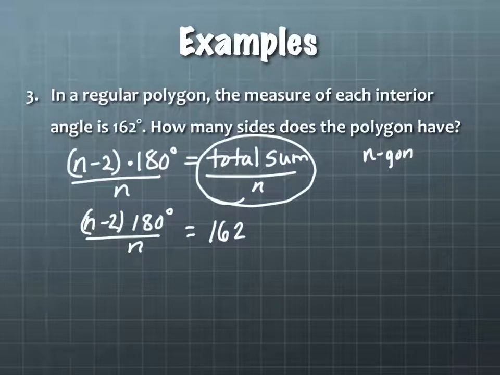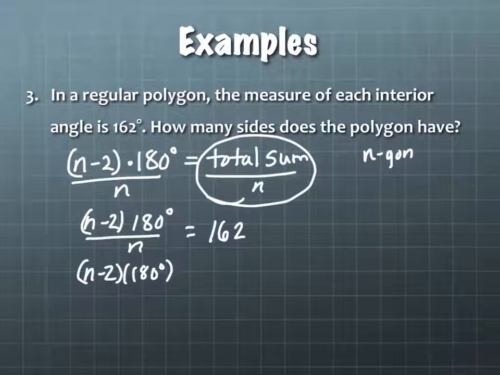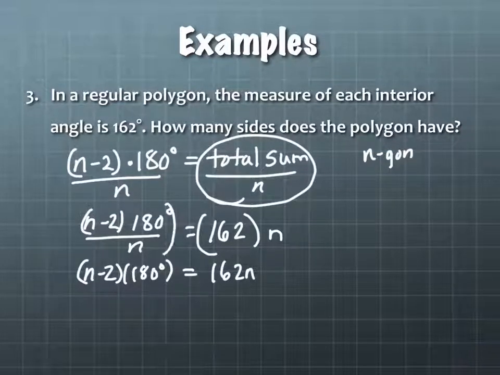Multiply by n first. So I have n minus 2 times 180 on the left. And on the right, I have 162n, because I've multiplied by n on both sides, and those n's canceled. What can I do on the left-hand side of this?